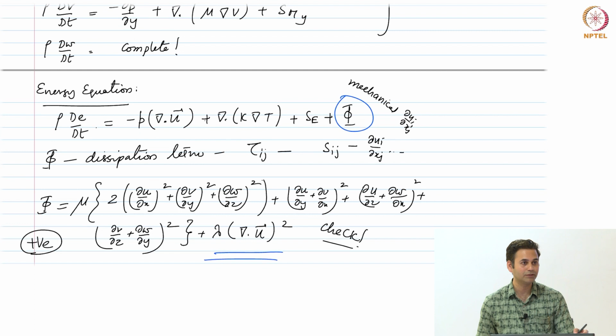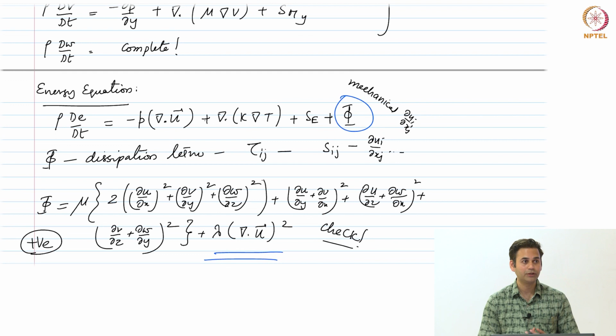So, the dissipation term always tries to increase the internal energy of the fluid by extracting energy from the mechanical component of the fluid, okay? So, that is responsible for the change in internal energy by converting the mechanical energy into thermal energy. That is the only link, okay? Fine. So, now we have looked at the complete set of Navier-Stokes equations including the energy equation by introducing the model for the shear stresses, okay?